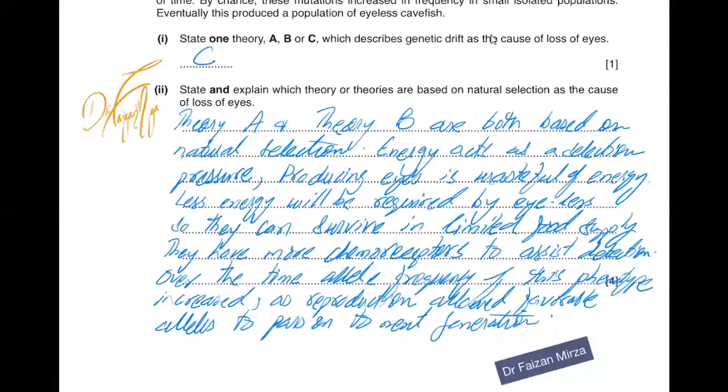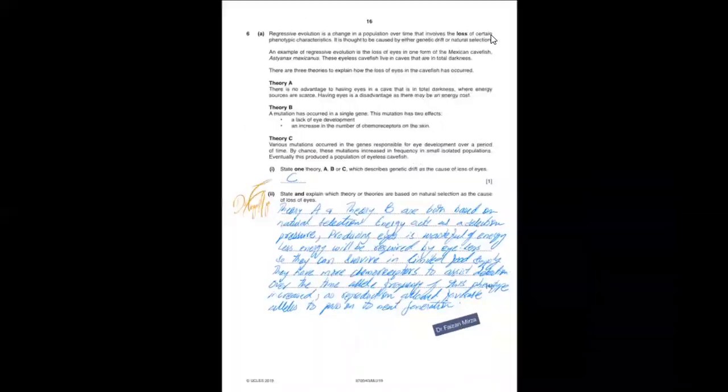Next, explain which theory or theories are based on natural selection. Theory A and B are based on natural selection, because they are both based on energy, with excess selection pressure, producing eyes as a waste of energy. Less energy will be required by eyeless fish, so they can survive in a limited food supply. They have more chemoreceptors on the skin to assist detection. Over time, the allele frequency of this phenotype increases, so reproduction allows favorable traits to be passed on to the next generation.